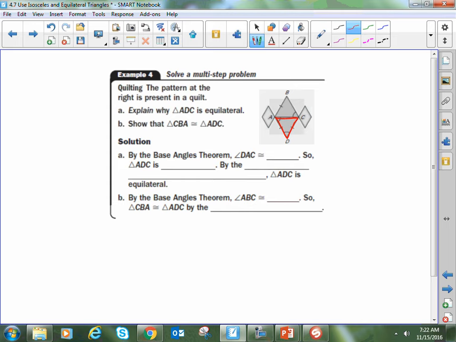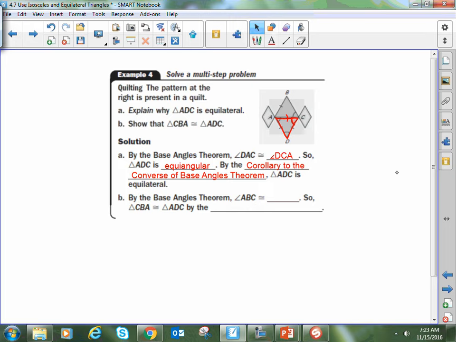From point A, the angle that's marked there, the side across from it is segment CD. Because that segment CD is the same as segment AD, it must mean that the angle here at C also must be the same as the angle at point A. And clearly, if all of the angles are the same, all of the sides must be the same. So that is what is going to tell me triangle ADC must be an equilateral triangle.